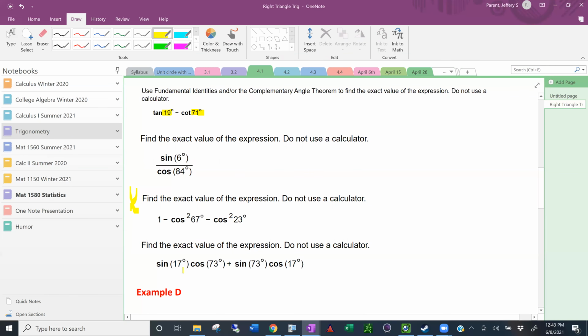Kind of the last one I'll just talk you through. If you convert sine of 17 degrees to cosine of 73 degrees, so down here, convert that to cosine of 73, and then do likewise with this one, convert that to sine of 73, you'll end up with cosine squared of 73 plus sine squared of 73, and that's equal to 1. All right, that should do it.